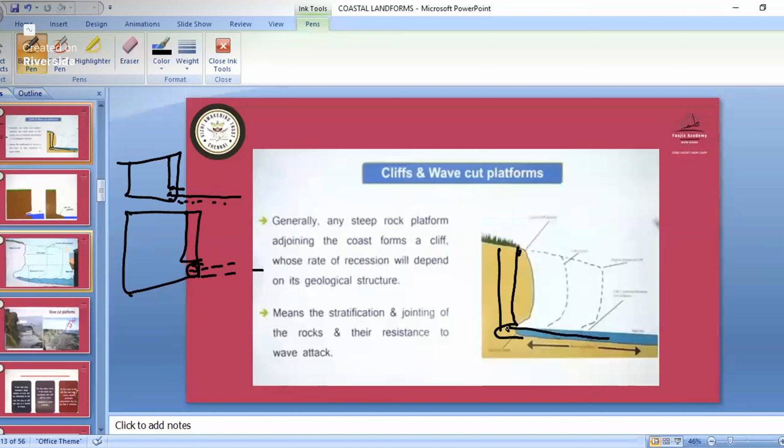When they are getting settled here, these parts are known as the wave cut platforms. So remember, these are known as wave cut platforms. Now suppose the mountain, the continental part, was still here. Now when this part has broken, this part is there. This particular part is known as the wave cut platform. So remember this: cliffs and wave cut platforms.